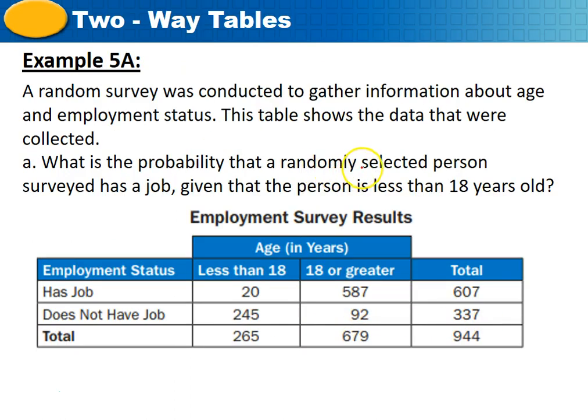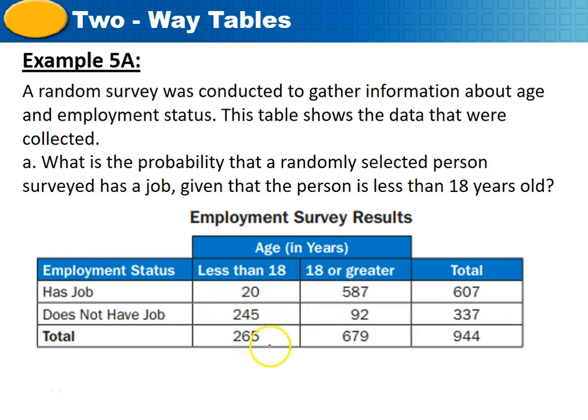So this one says a random survey was conducted to gather information about age and employment status. This table shows the data that was collected. What is the probability that a randomly selected person surveyed has a job given that the person is less than 18 years old? So remember, we're always going to put our given number on the bottom. So if someone's 18 years or older, we got this column right here. So we have, sorry, less than 18 years old. So that's this column right here.